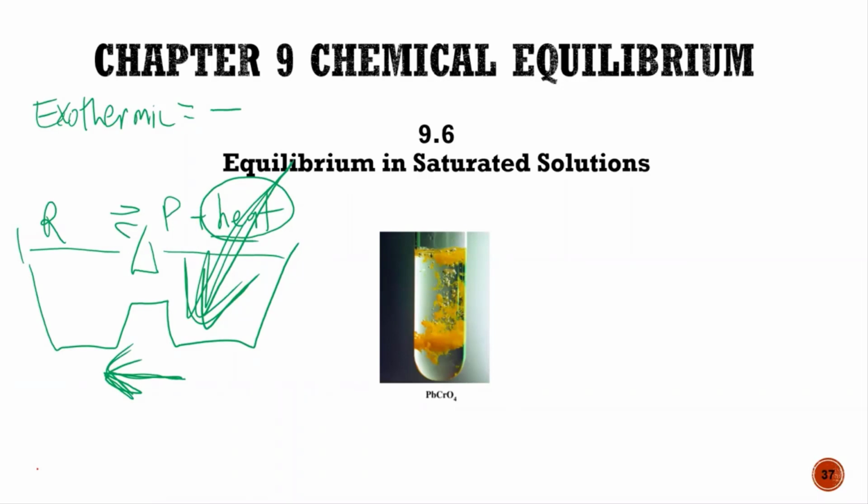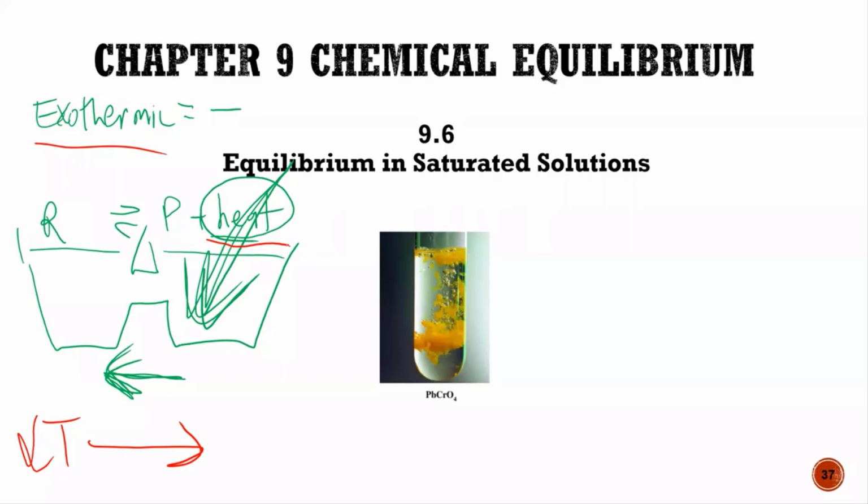Now, what if I decrease temperature? So here I have an exothermic reaction. I decrease temperature. How is the system going to want to create heat? I'm taking heat away from the system. How is this equilibrium going to compensate for this temperature decrease? It's going to shift to the right. Why? It's going to want to produce the heat. If I decrease heat, it's going to want to make heat. So it shifts to the right.